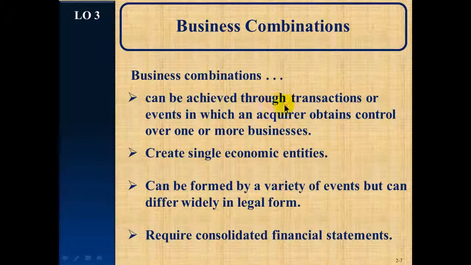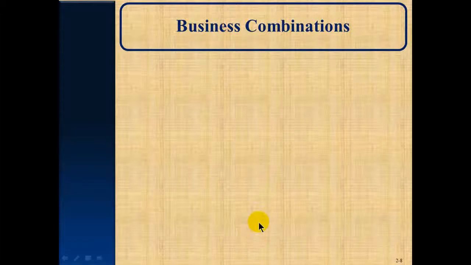Now, they can be achieved through transactions where you obtain control over the other business, and what we've focused on so far is mainly stock ownership. It does create a single economic entity from the financial reporting perspective. And we're going to have a slide in just a minute about the different kinds of events that can happen, all of which would lead to the need for consolidated financial statements.